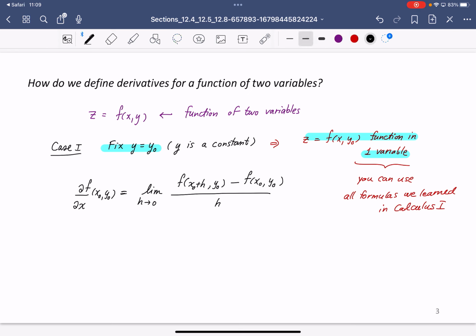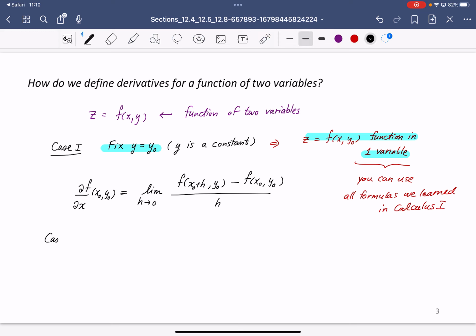This is the definition, so take a look one more time. You start from f(x0, y0), and then you look at the rate of change when y is constant. You fix y to be the same, and now you move x to x plus h. This is the limit, using the definition of the derivative.